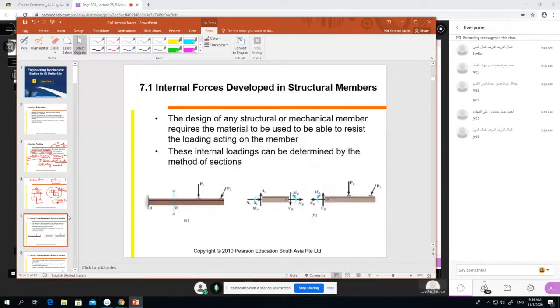Now let's go to the example. The internal force developed in the structure. The design of any structural or mechanical member requires the material used to be able to resist the loading of the member. This internal loading can be determined by the method of sections. Later we will learn this, right?